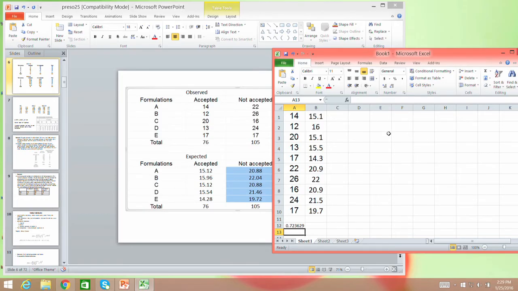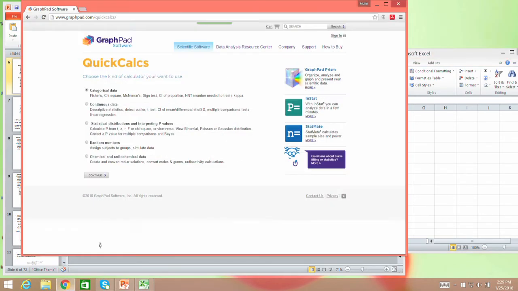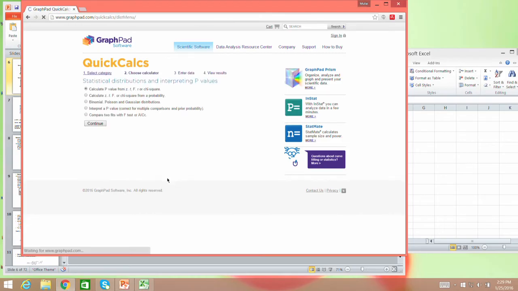If you use GraphPad, GraphPad cannot do a very detailed calculation. As I showed you originally, GraphPad can estimate the p value from the chi-square, or from the p value it can give you a chi-square. That is all it can do. It cannot really process in detail like Excel is able to do.